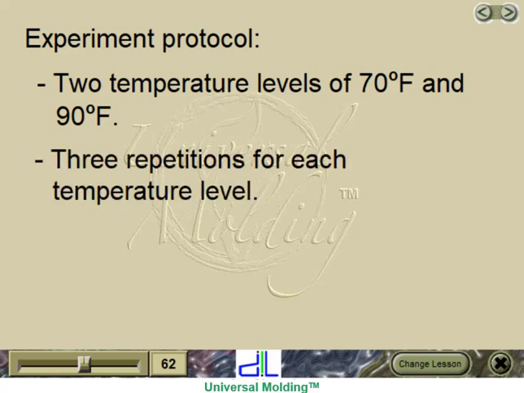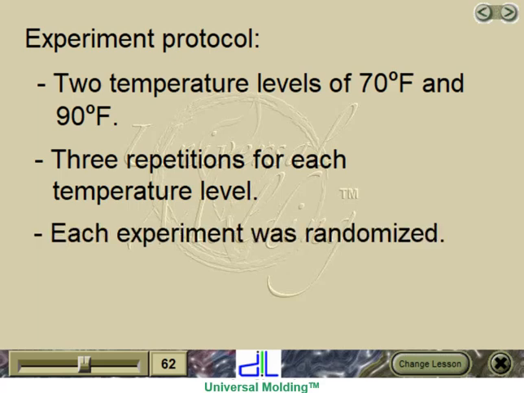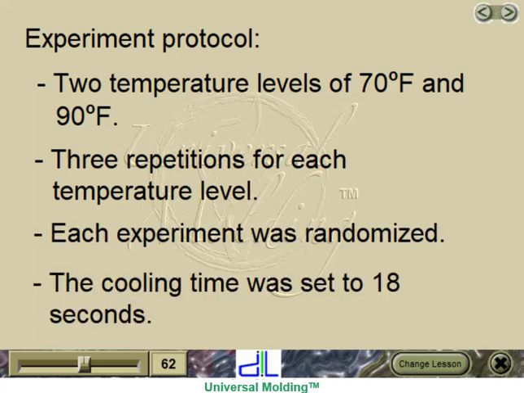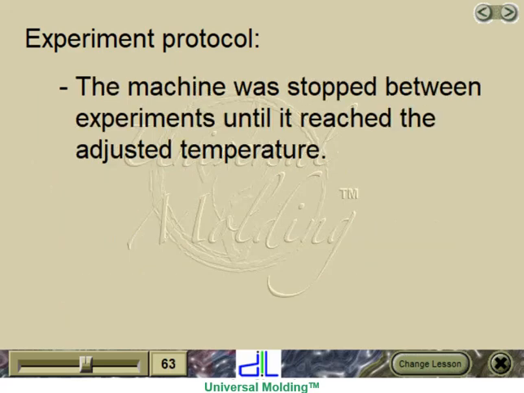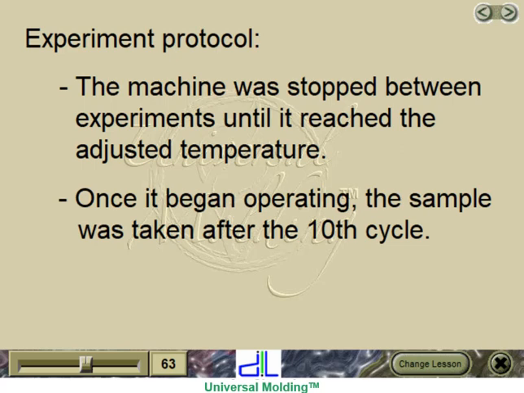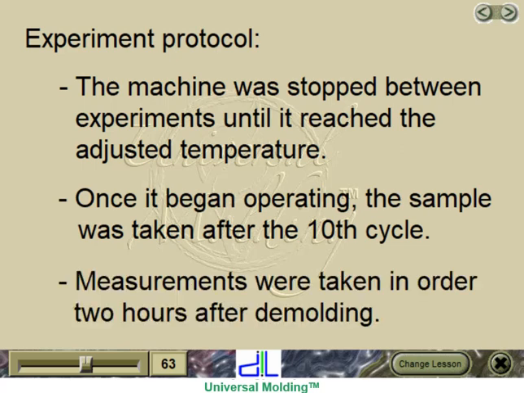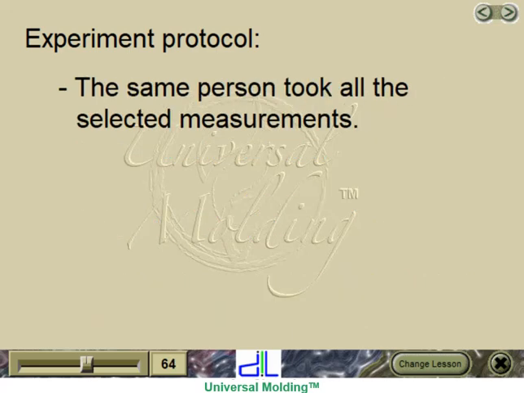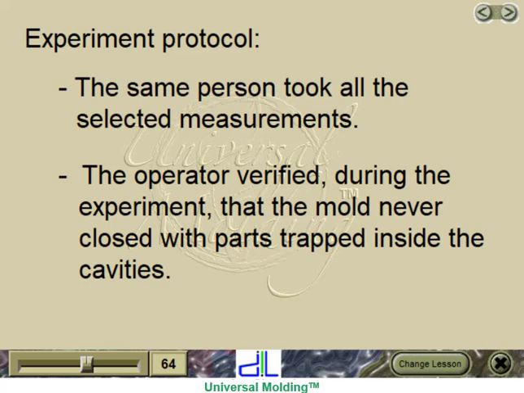3 repetitions for each temperature level. Each experiment was randomized. The cooling time was set to 18 seconds. The machine was stopped between experiments until it reached the adjusted temperature. Once it began operating, the sample was taken after the 10th cycle. Measurements were taken in order 2 hours after demolding. The same person took all the selected measurements. The operator verified during the experiment that the mold never closed with parts trapped inside the cavities.